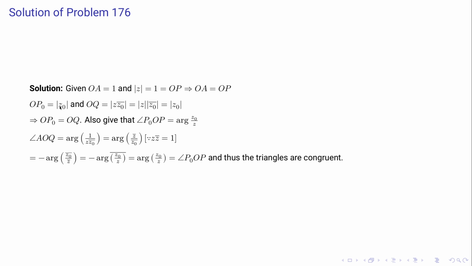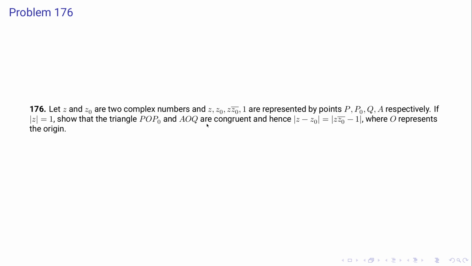Now OP0 is equal to mod of Z0 and OQ is equal to mod of Z0 bar, which will be equal to mod of Z into mod of Z0 bar. But we have that mod Z is equal to 1 here. So we substitute in this equation, we get this equal to mod of Z0. So we see that OP0 and OQ are also equal. Now we are given that angle P0OP is equal to arg Z0 by Z.